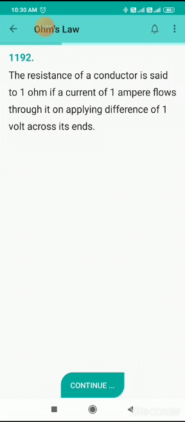According to that, we can define: the resistance of a conductor is said to be 1 ohm if a current of 1 ampere flows through it on applying a potential difference of 1 volt across its ends. Means when the potential difference is 1 volt and the electric current is 1 ampere, the resistance is called 1 ohm. I think it's clear.